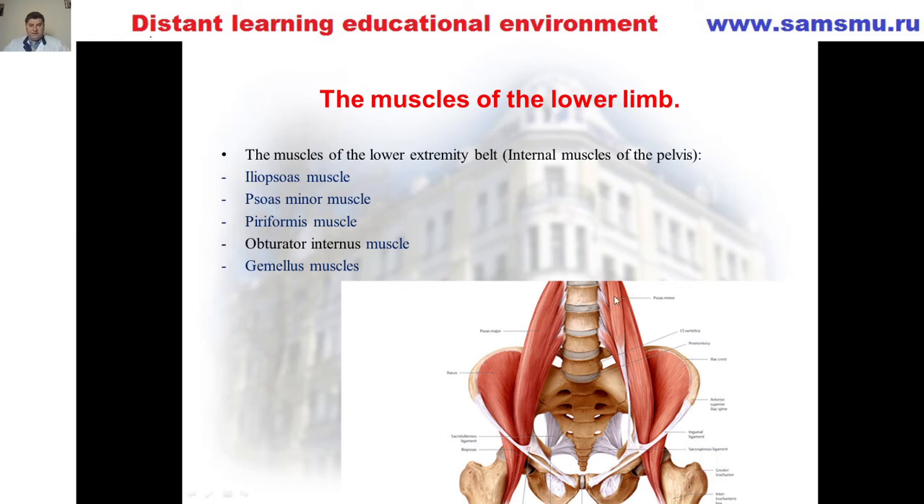The psoas minor muscle, you may see this muscle here, adjoining the psoas major muscle, is an inconstant muscle. It arises from the 12th thoracic and 1st lumbar vertebrae. Its long tendon blends with the iliac fascia and is inserted into the iliopubic eminence.